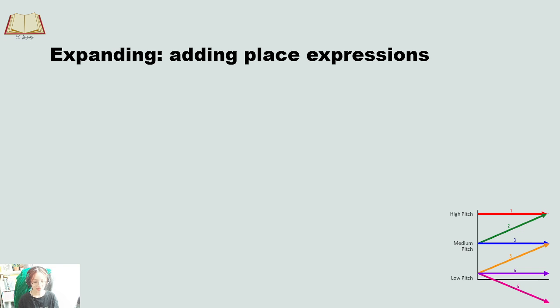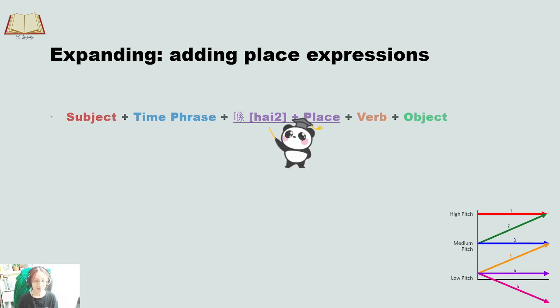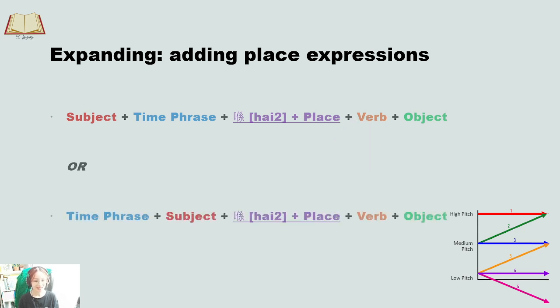You can expand this even further by adding a place expression. A place expression will always go after your subject and will always be used with the location particle 喺. The reason why it must always go after your subject is because 喺 actually functions like a verb, meaning to be at. Hence why it must be placed after your subject. When a time expression is used as well, it goes after it. Alternatively, you can place the time expression before your subject like this, and 喺 plus place phrase is placed between your subject and your verb.